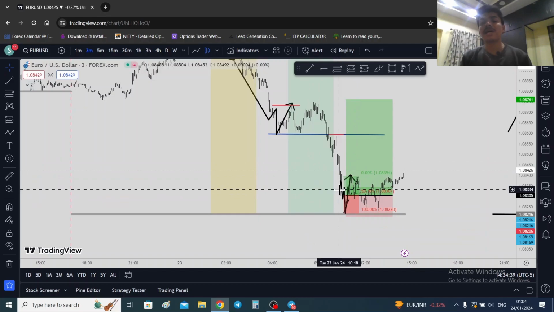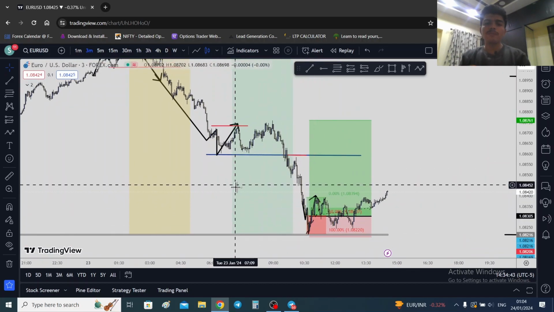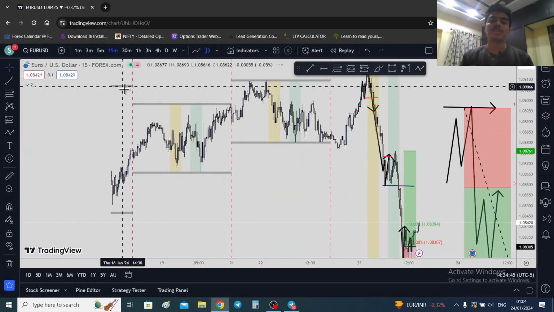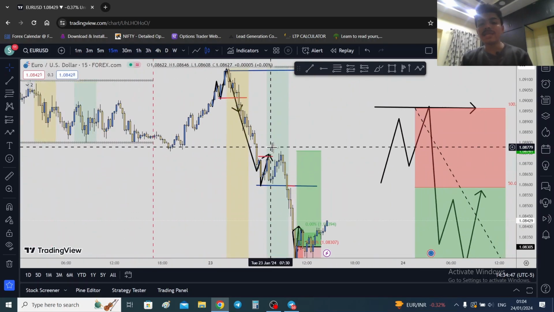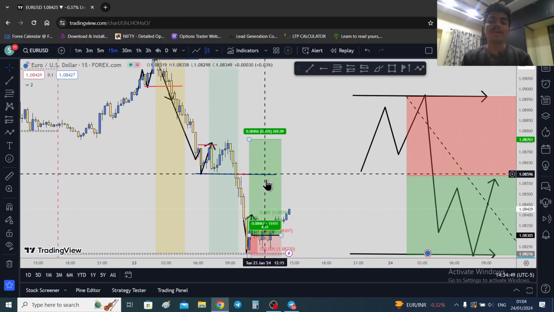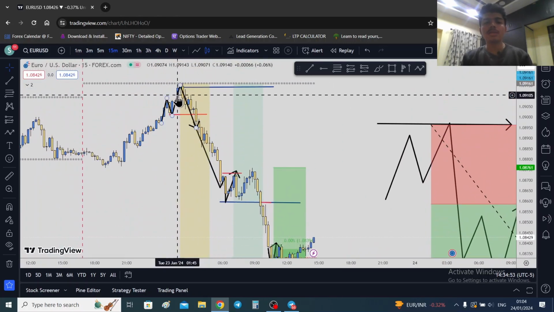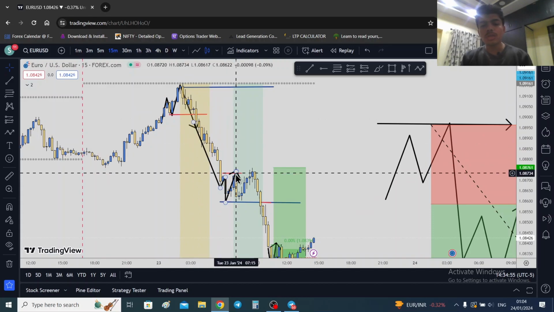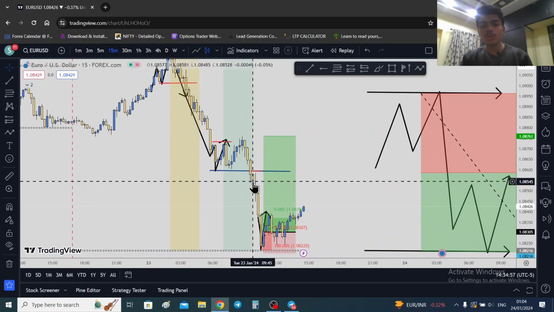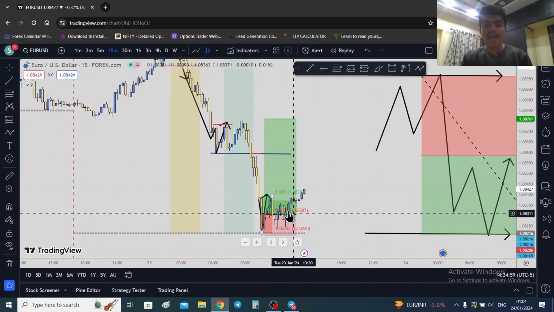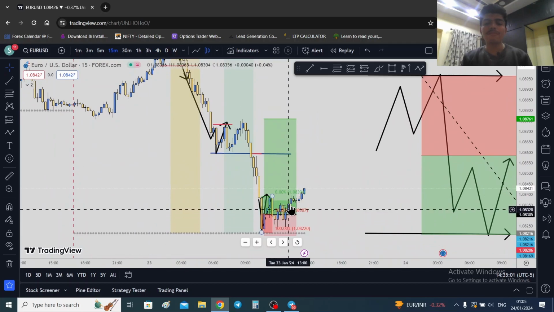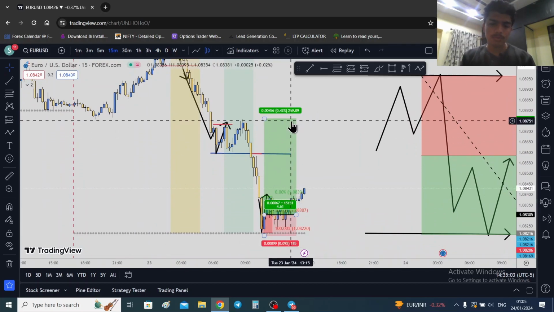Now let me tell you, this is not the right entry. Why? Because it is outside of our trading zone. So if you had to take any trades within this yellow and green area, there are no trades, no trade available. So there was no trade day in London session. In New York session, you did not get any entry, but at the end of New York session, here you have entry, which is price is going higher and higher now.